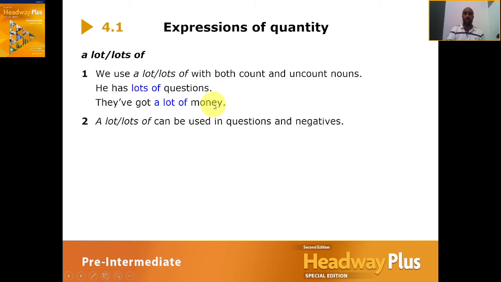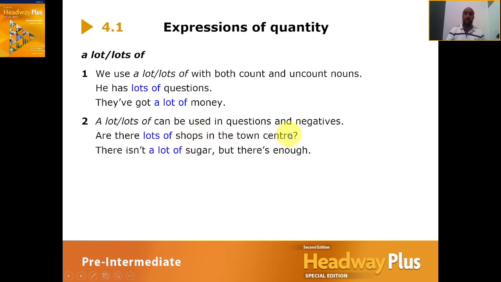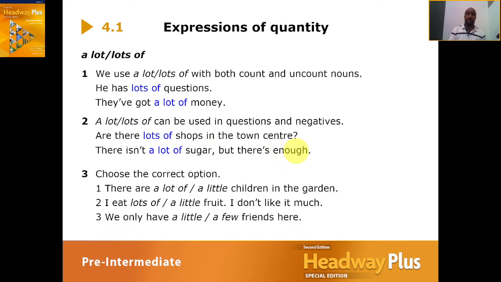Good. So we can also use it in the question and negative forms as well. Here's an example. Are there lots of shops in the town center? So here we have shops, which is a countable noun. There isn't a lot of sugar. This is a negative, and this time we're using sugar, and sugar is uncountable. But there's enough. Good. Let's try the exercises here.